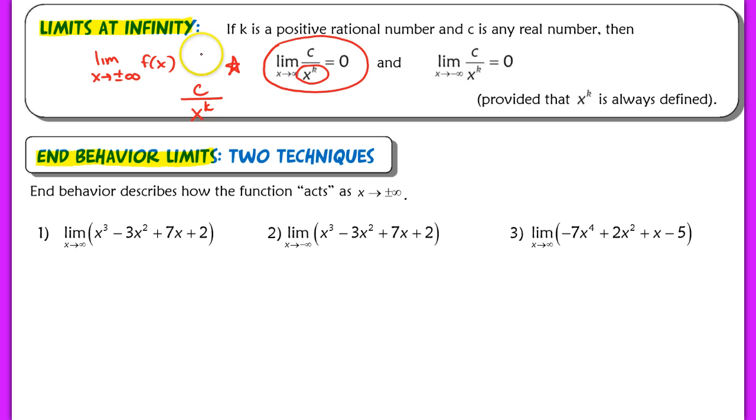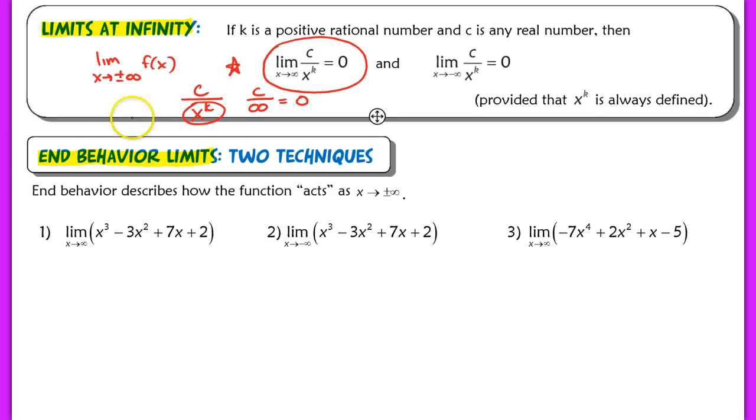Now, as x increases, so let's look at this first portion here. It says as x approaches infinity. So as x continues to get larger and larger, x to the k gets larger and larger. So basically we have some constant divided by a number that gets really, really big. Now when you divide some constant by a number that gets really, really big, that outcome will be really, really small. It gets closer and closer and closer to 0. So that's why we say the limit as x approaches infinity of c over x to the k is equal to 0.